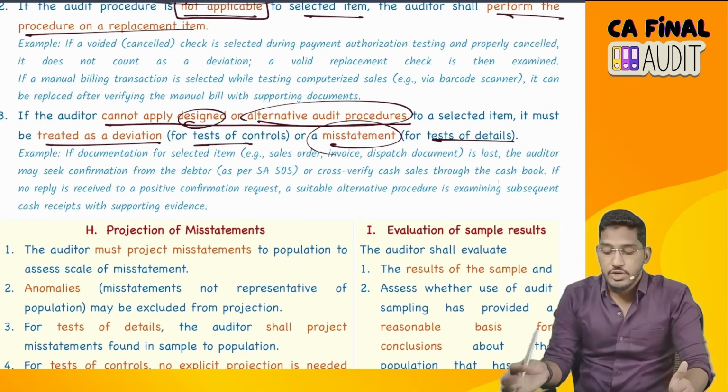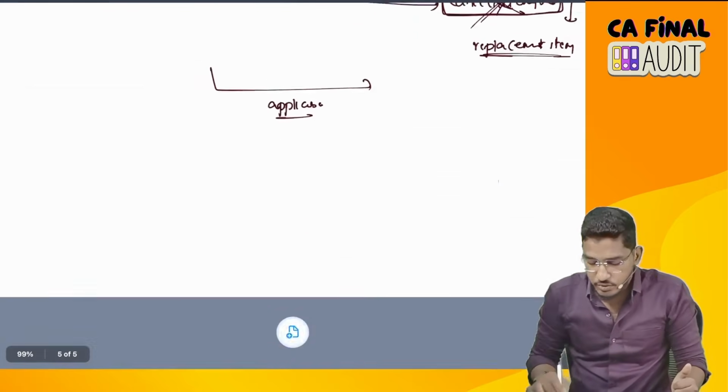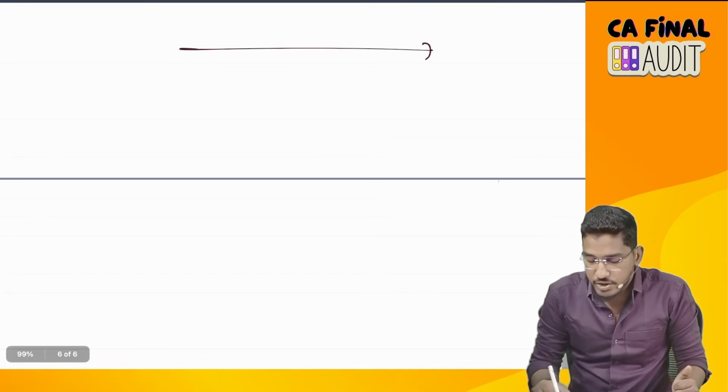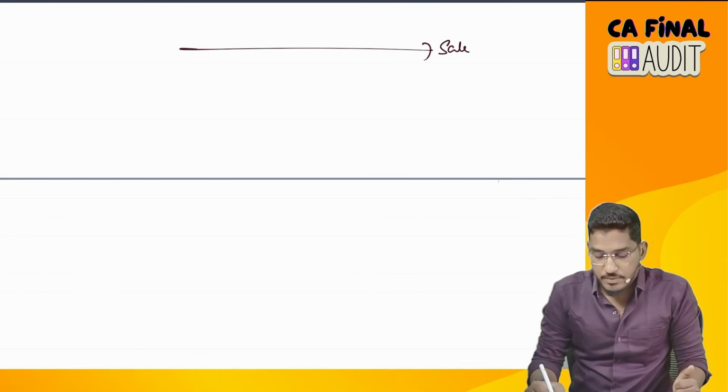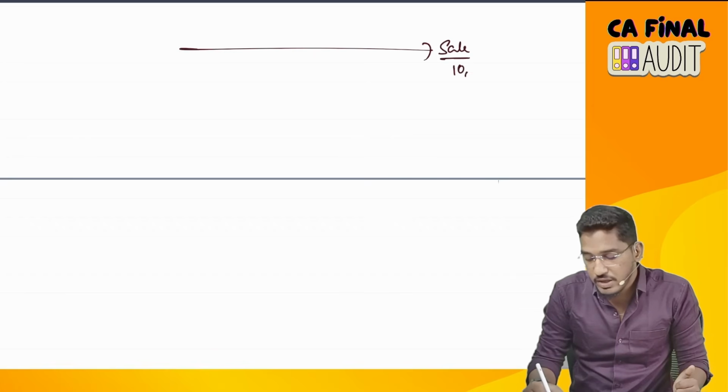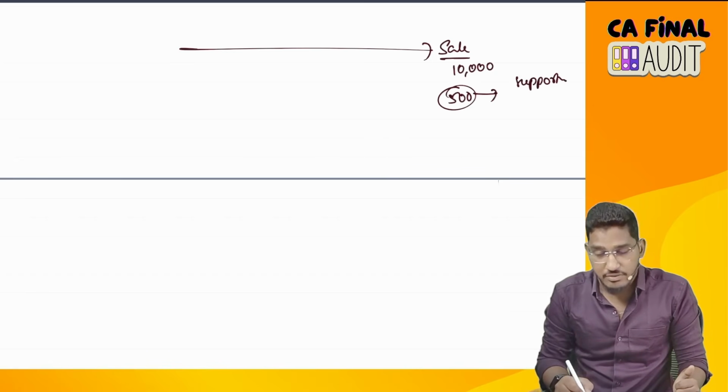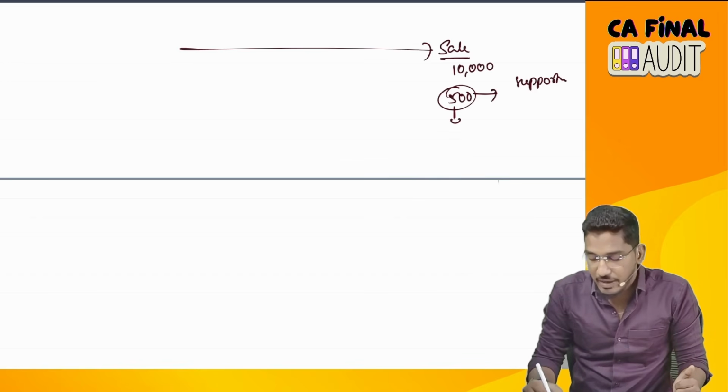Like for example, you wanted to verify the sales. For sales, you wanted to verify whether that sale is genuine or not. So you thought that there are a total of 10,000 sale transactions. You have taken a 500 sample. For each and every sale entry, you have to check the supporting documents. Now, while verifying, one such sale entry has come.